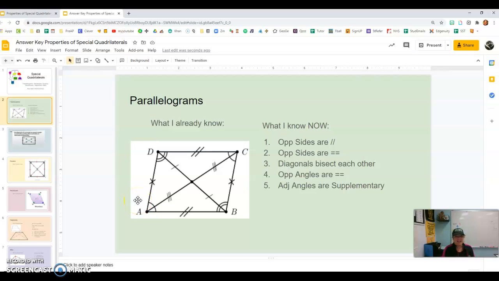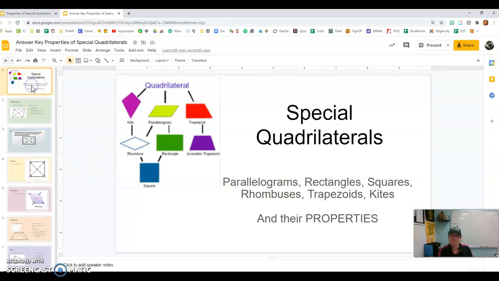Hello. So on Thursday and Friday, we talked about some other parallelograms. What you need to do is go find this special quadrilaterals notes. It was in a Google slide, but it should be in your Google Docs because when I gave it to you the first time, you had to make a copy. So definitely go look for it in your Google Drive, okay?